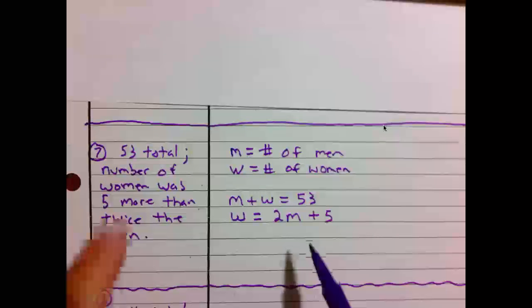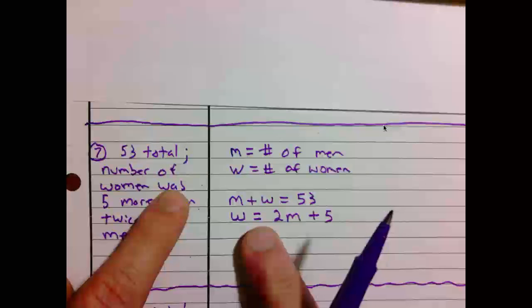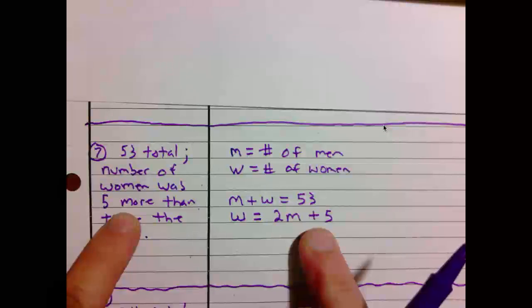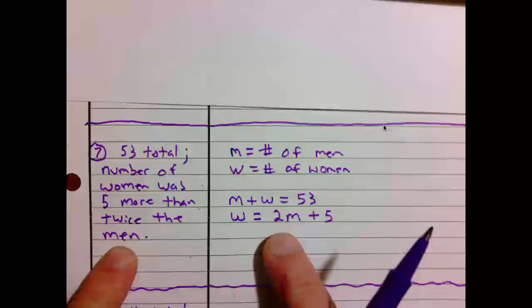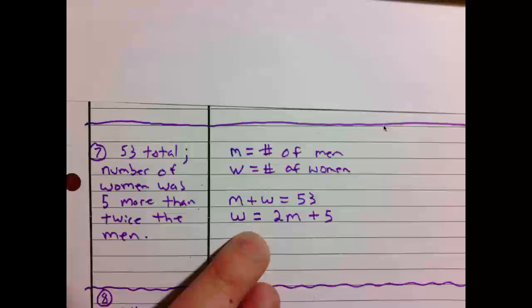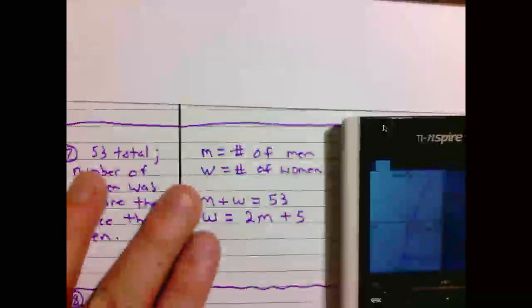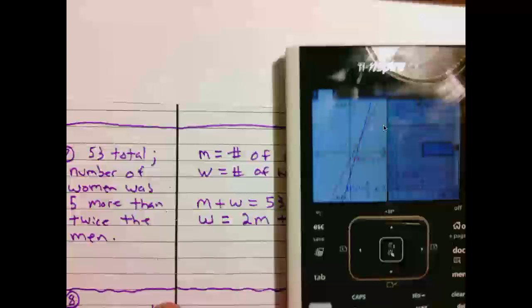This statement is the same as this one. Women was 5 more than twice the men. So now we have our system. We can use our calculator to solve this system. Okay.